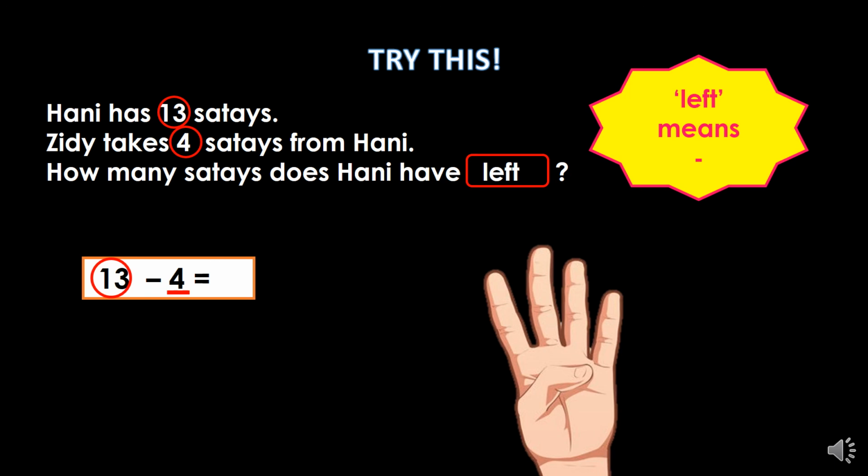Now let's count back from 13. 13, 12, 11, 10, 9. 13 minus 4 is 9. Hani has 9 satays left.